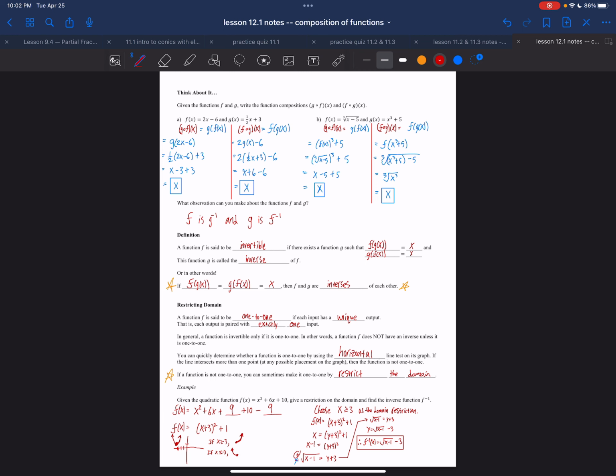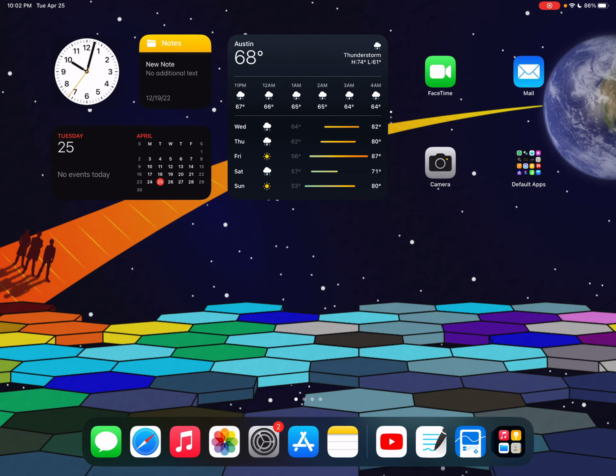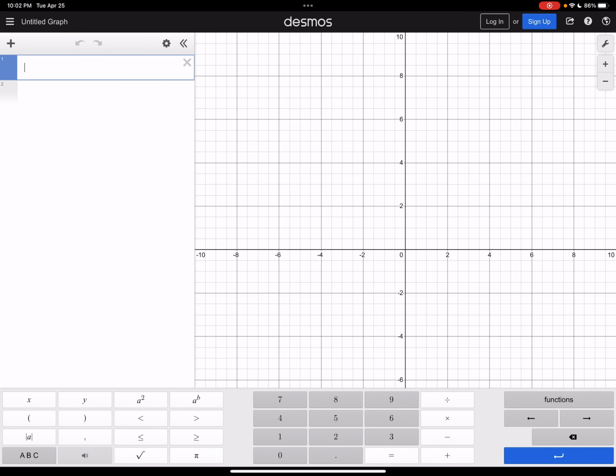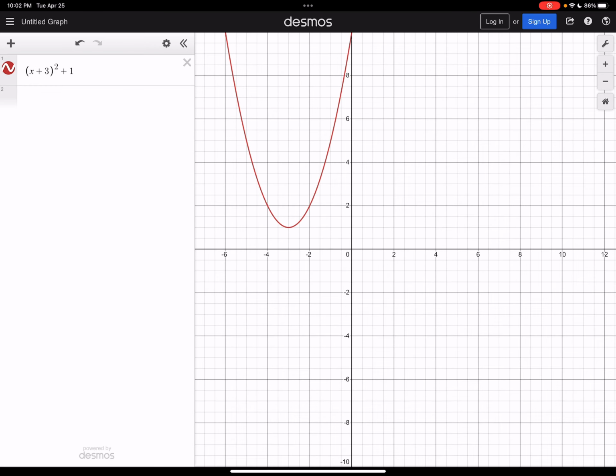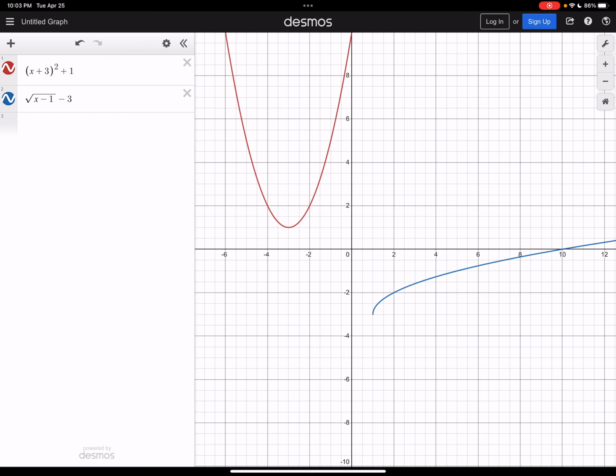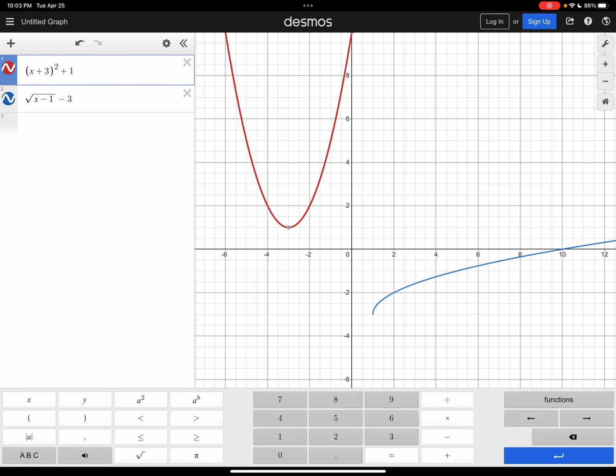And by the way, I do want to show you. I'm going to actually open up Desmos here. Let's see, x squared plus 6x plus 10. So it was, our function was (x plus 3) squared plus 1, right? That was our parabola. And if I graph the square root of x minus 1, minus 3, you see it's that leg, right?